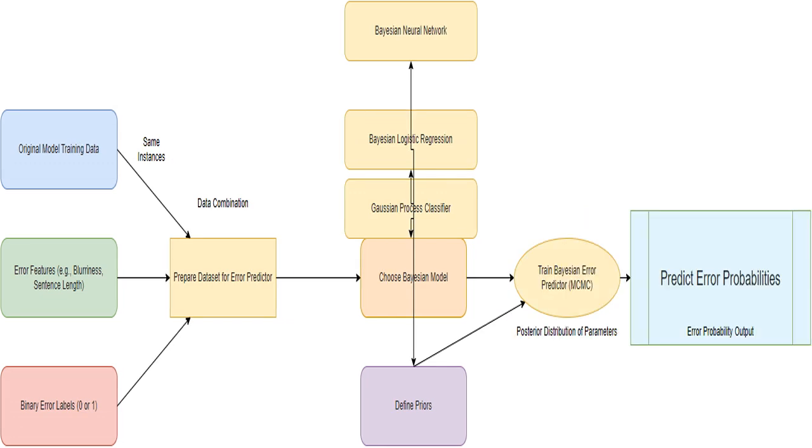The trained Bayesian error predictor outputs a probability that the original model will make an error on each instance. This probability reflects the model's confidence in its prediction of error based on instance features and prior beliefs.